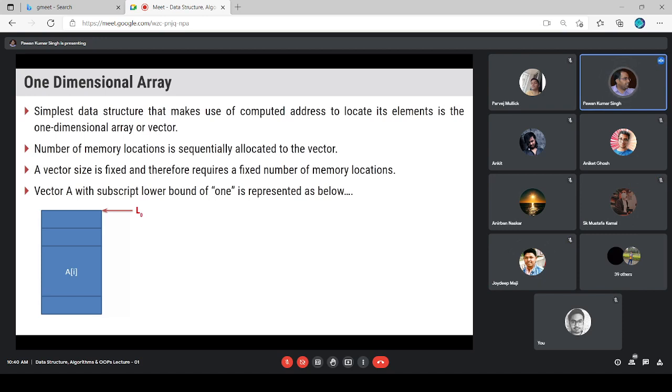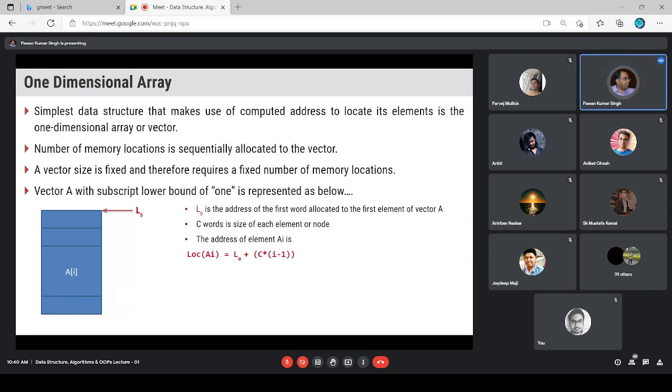So vector is, suppose it's an array A having I number of elements, and L0 is the address of the first word, or you can say the first element allocated to the vector A, and C is the size of each element or node. So the address of element A[I], loc(A[I]), equals L0 plus C into (I minus 1).